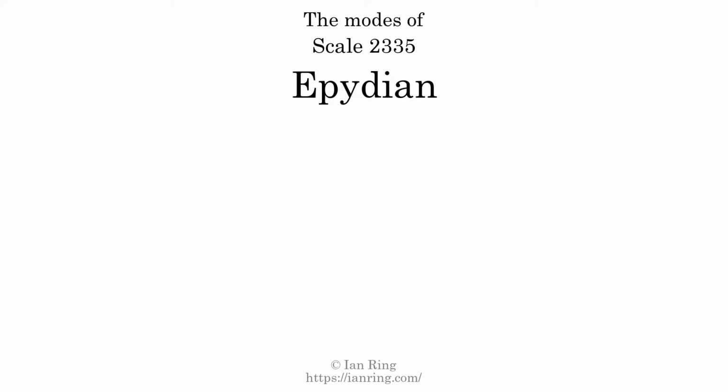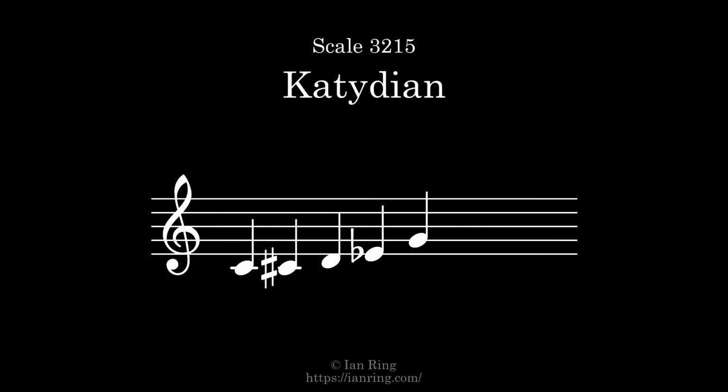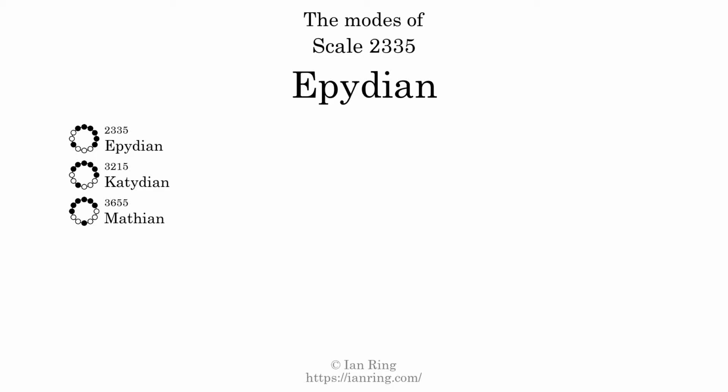This scale has 7 modes. The first mode is itself. The second mode is scale 3215, also known as Epydian. It sounds like this. The third mode is scale 3655, also known as Mathian. It sounds like this.